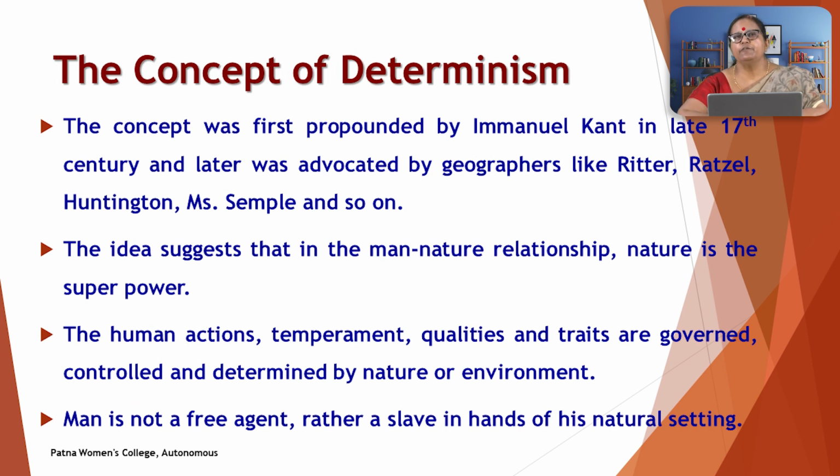So let us first deal with the concept of determinism. It was perhaps for the first time propounded by Immanuel Kant in the late 17th century. Then geographers like Ritter, Ratzel, Huntington, who were all German geographers, supported it, promoted it, and made this concept very popular.